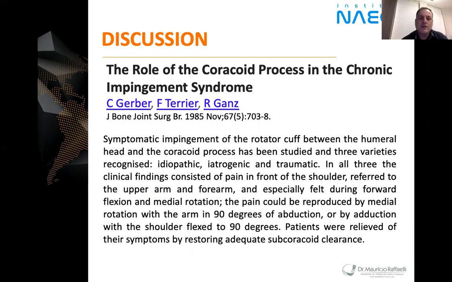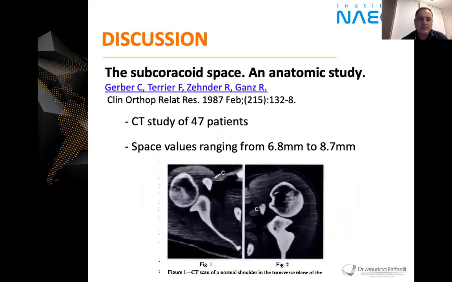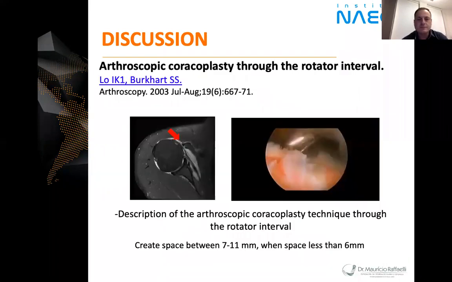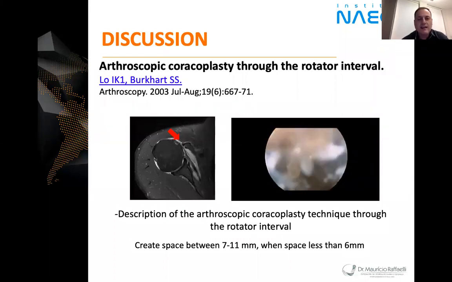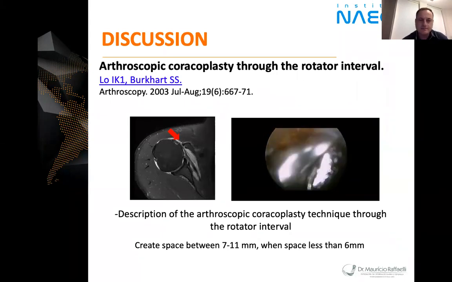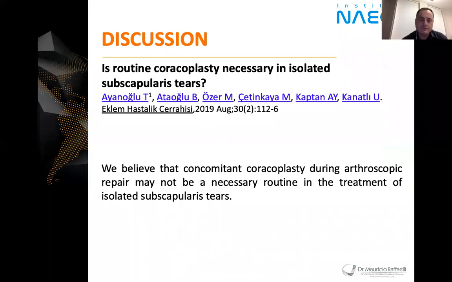In 1985, Dr. Gerber showed us the importance of subcoracoid impingement on the subscapularis. In 1987, he studied by tomography the normal subcoracoid space, ranging from 6.8 to 8.7 millimeters. But Dr. Burkhart, in 2003, described arthroscopic coracoplasty to be performed when the subcoracoid space is less than or equal to 6 millimeters. However, more recent studies showed that coracoplasty must be evaluated and performed case by case, and it is not a routine for all subscapularis tear repairs.